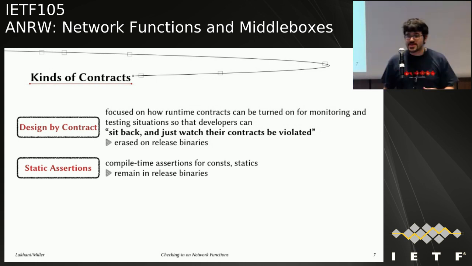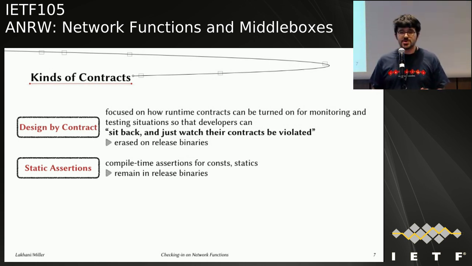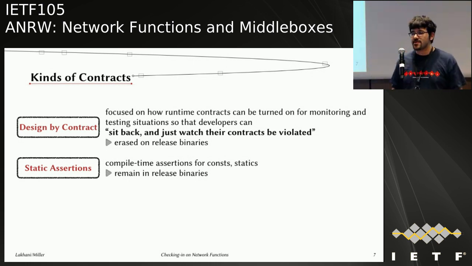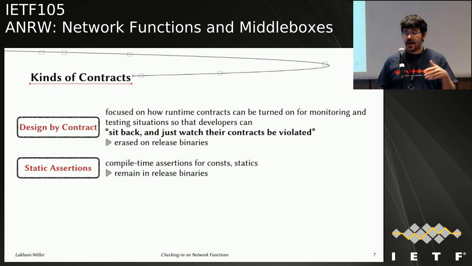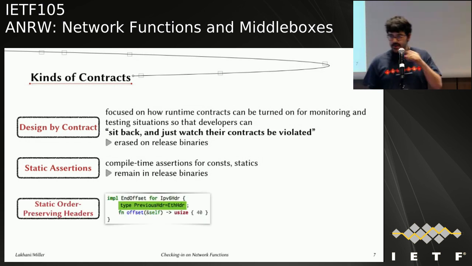We also wanted to add some sort of static checking that is based on compile time assertions. So in languages like C, C++, and D, you'll see this used, and you can do checks on const and statics, which again happen at compile time. And these can actually remain in release binaries because their only effect is at the static point of programming.